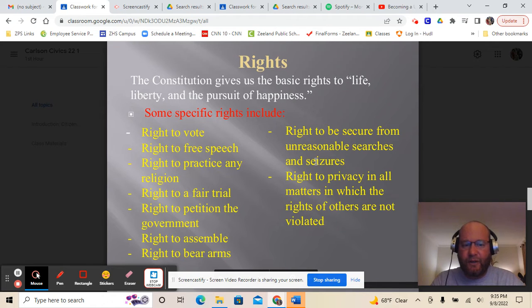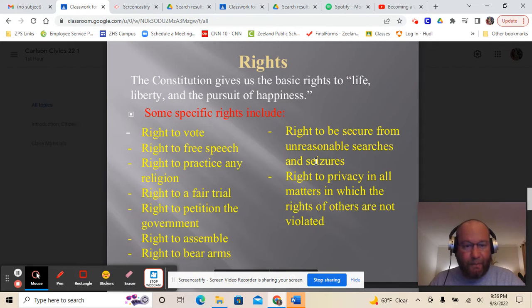The right to petition the government. So if you don't like something the government's doing, you have the right to basically write down on a piece of paper or in a letter or whatever, and get a bunch of people to sign it that are in support of what you're petitioning the government about, what you're unhappy with the government about, and then turn it into the government. And the government can't punish you for doing that.